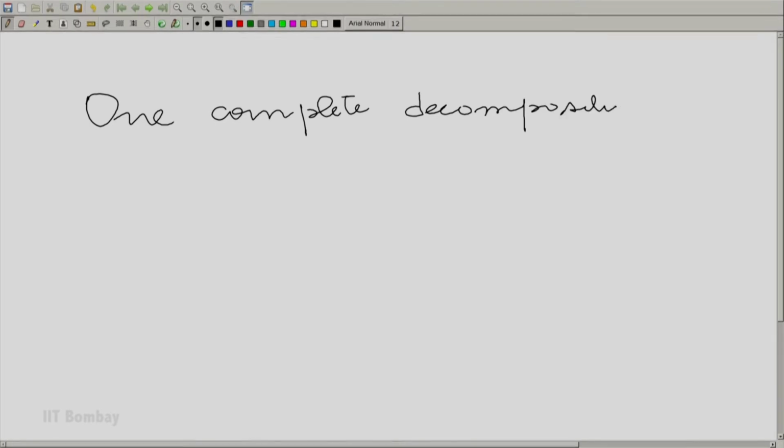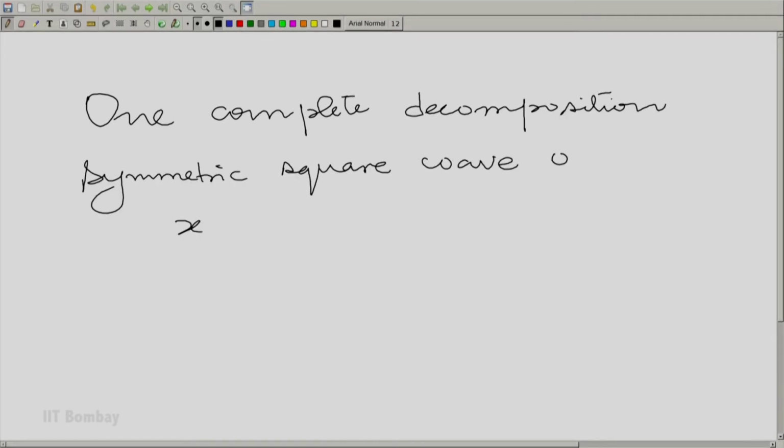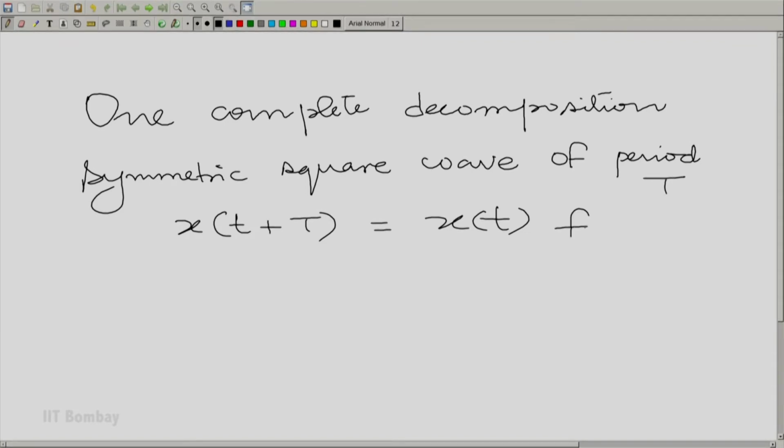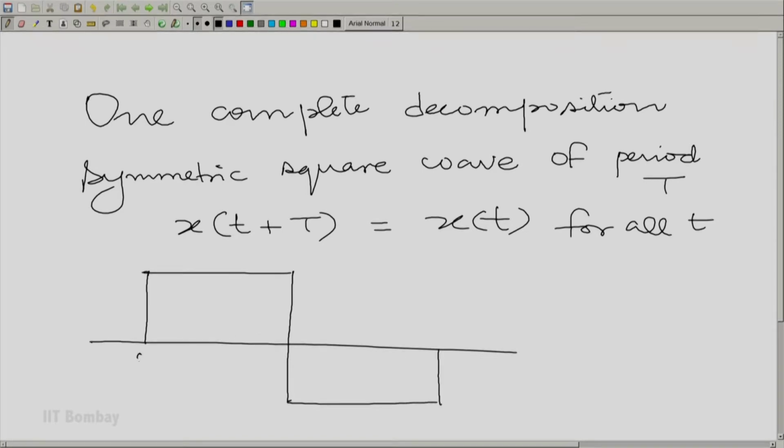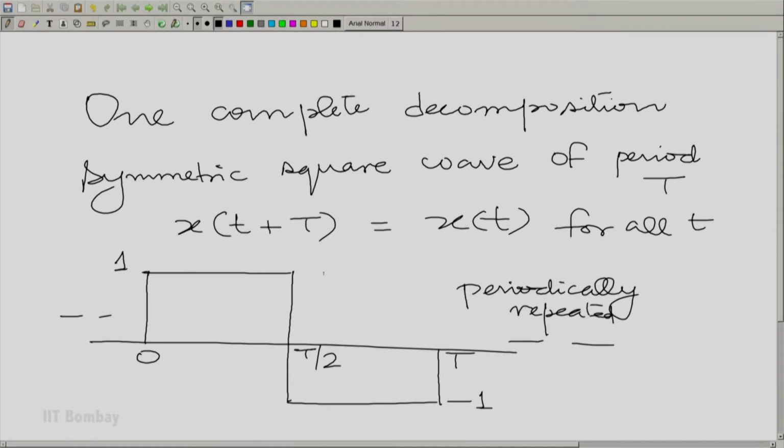One full decomposition. We had a symmetric square wave of period T. So, of course, you say that by writing x(t + T) = x(t) for all t, and we will show x(t) in one period. It is 1 for the first half period and -1 for the second half period, and then periodically repeat it. This is how x(t) looks.